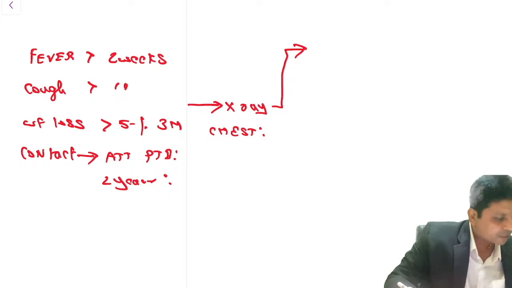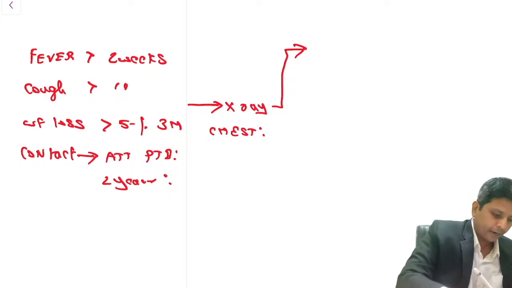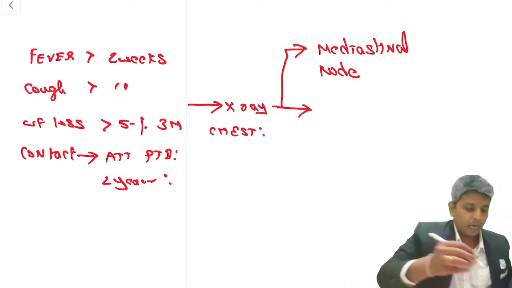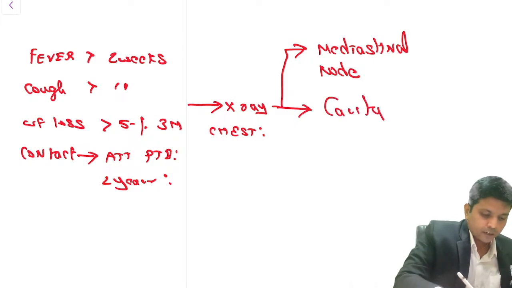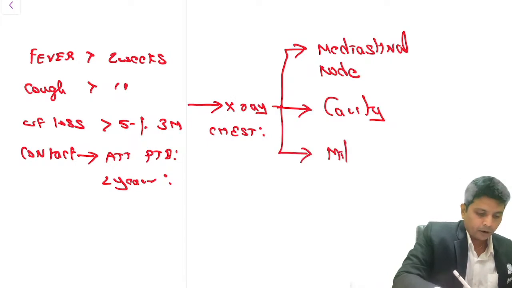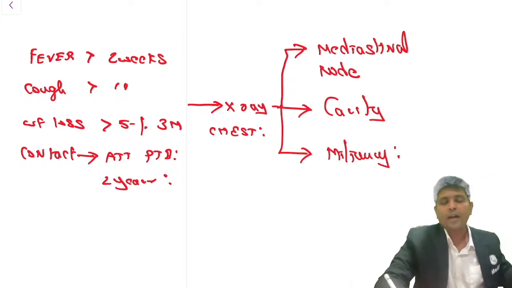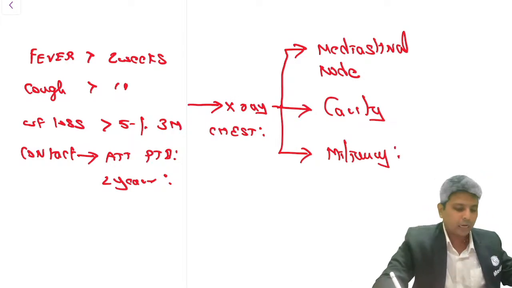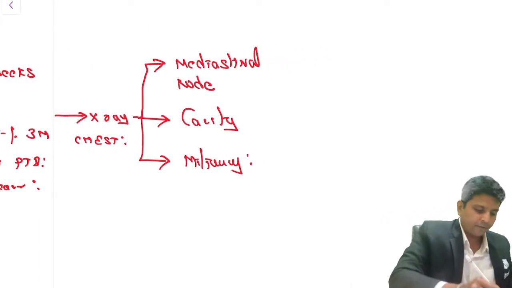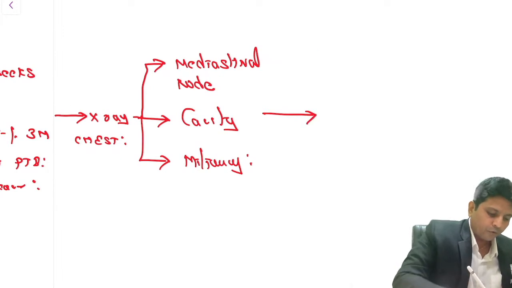Here weight loss is present. What are the 3 patterns? One is mediastinal node. Second is cavity, a lucency in the white area, that is called cavity. Third is miliary mottling, white things throughout the entire lung, that is called miliary pattern. When any one of these is present, you need to go for CB naught.